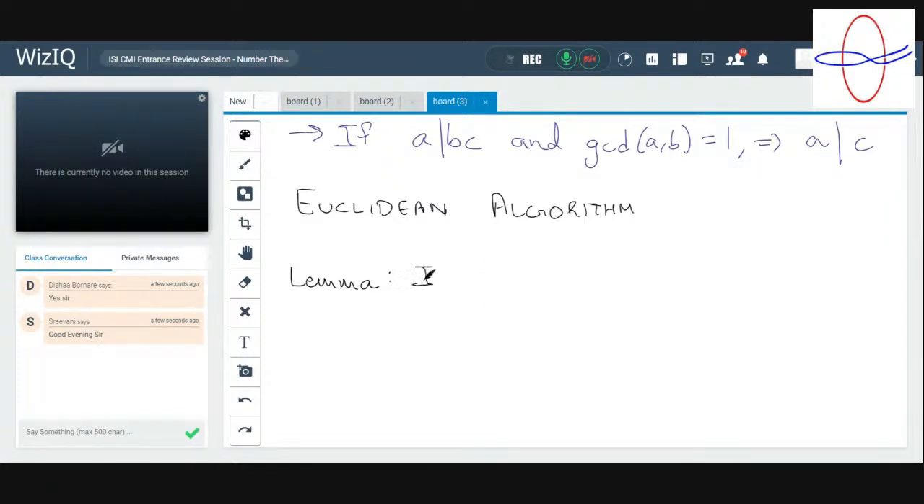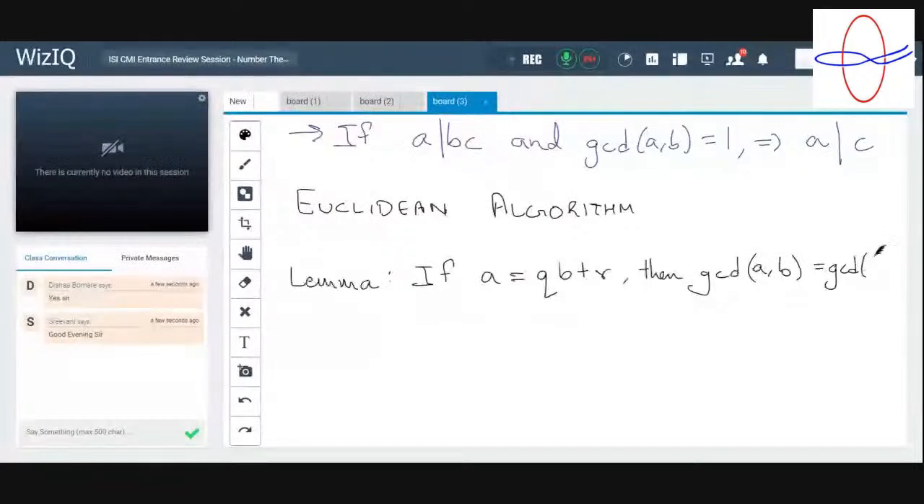The lemma is that if A can be written as Q times B plus R, then the GCD of A and B is the GCD of B and R. Okay. Now the algorithm itself.